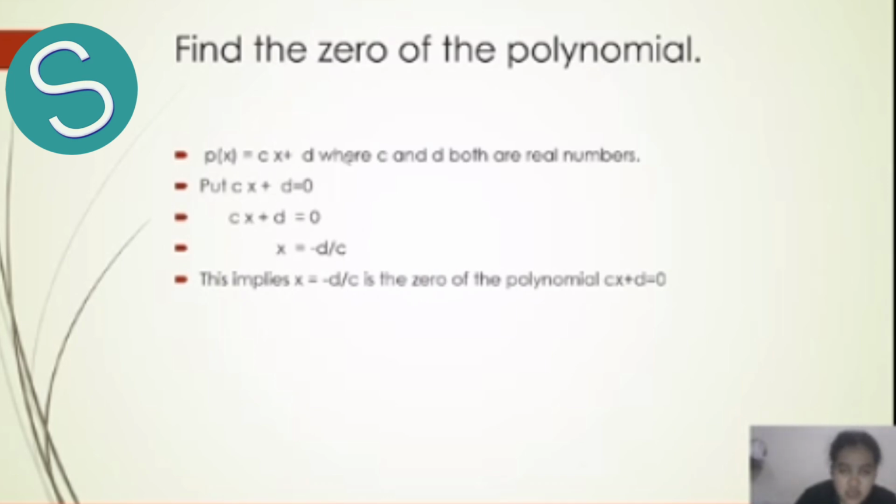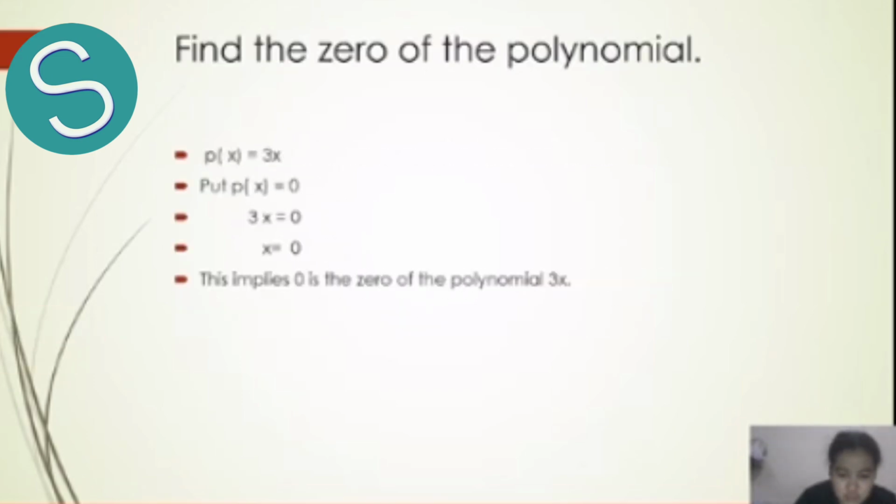Next question is find the 0 of the polynomial p(x) equals cx plus d where c and d both are real numbers. So first step is put cx plus d equals to 0. So cx plus d equals to 0 implies x की वैल्यू आ जाएगी minus d by c. So this implies x equals to minus d by c. So minus d by c is the 0 of the polynomial cx plus d.